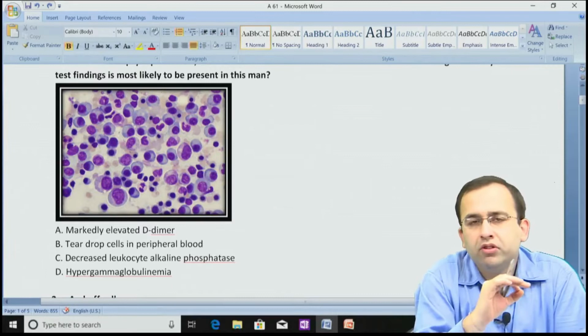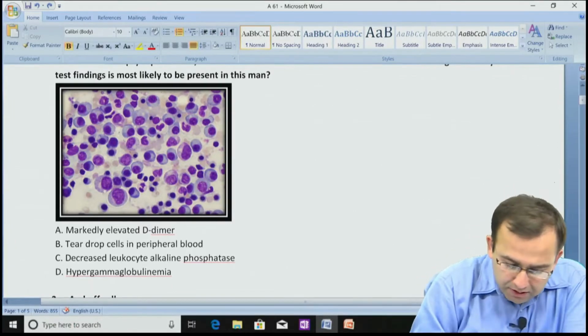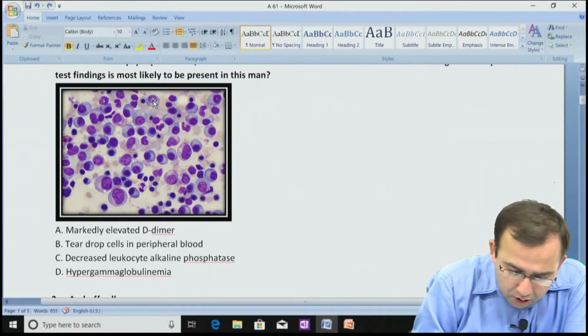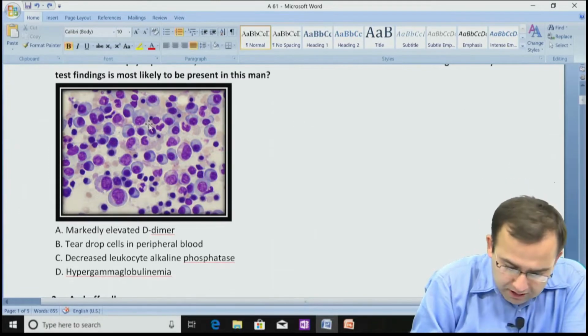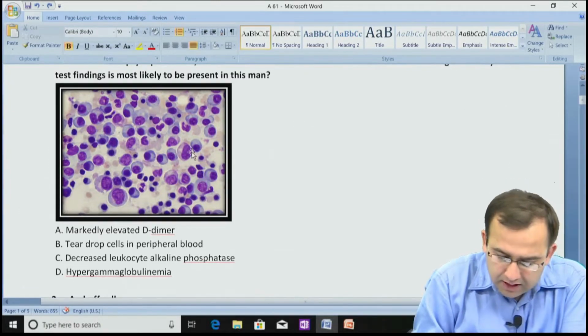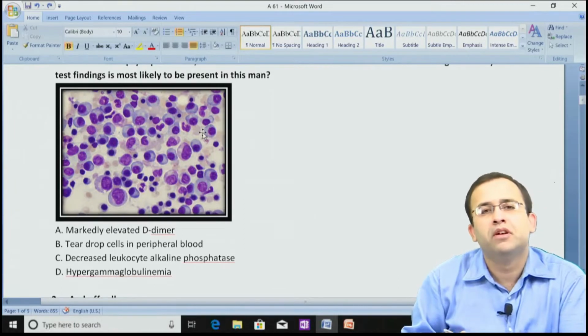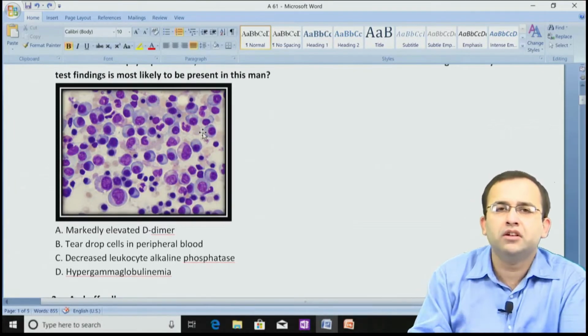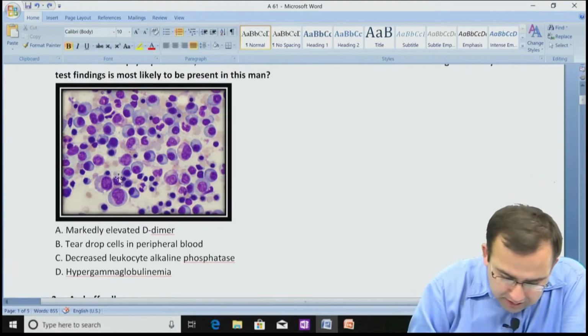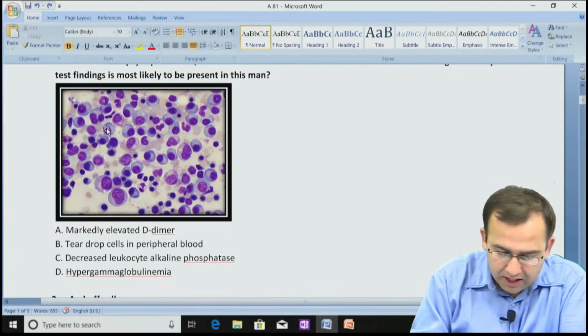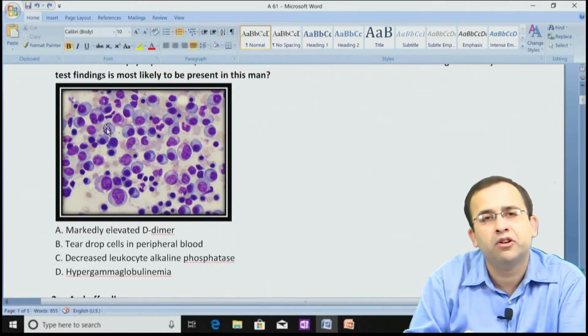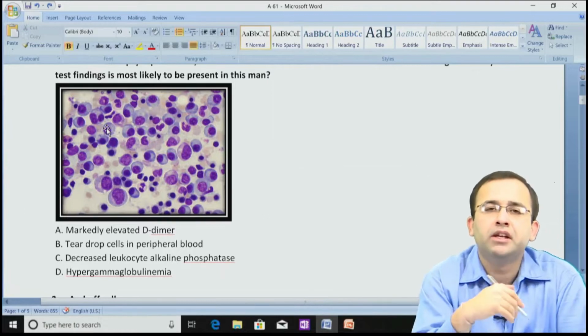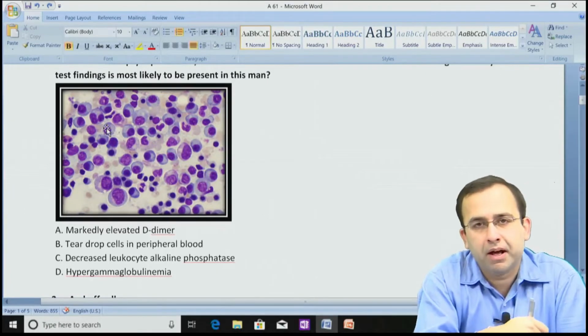The minute you see this image, you see the presence of large cells. All these are the large cells, the ones I am showing with the arrow. Large cells, abundant cytoplasm, eccentric nucleus. These are the plasma cells, and this slide is full of plasma cells. It has at least approximately 80 to 85% plasma cells, making the diagnosis as multiple myeloma.